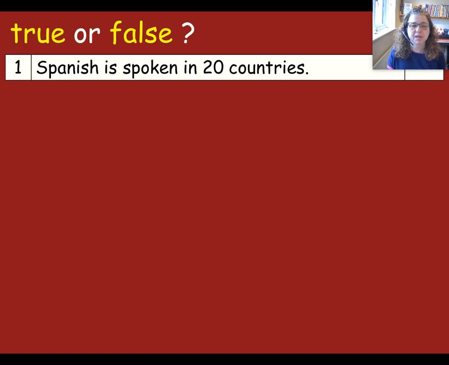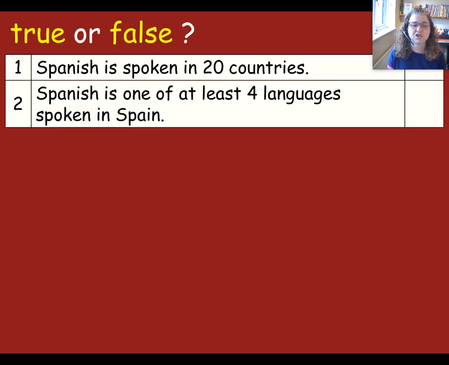Question number one: Spanish is spoken in 20 countries. Is that true or false? So note down your answer. And number two: Spanish is one of at least four languages spoken in Spain. Is that true or false?